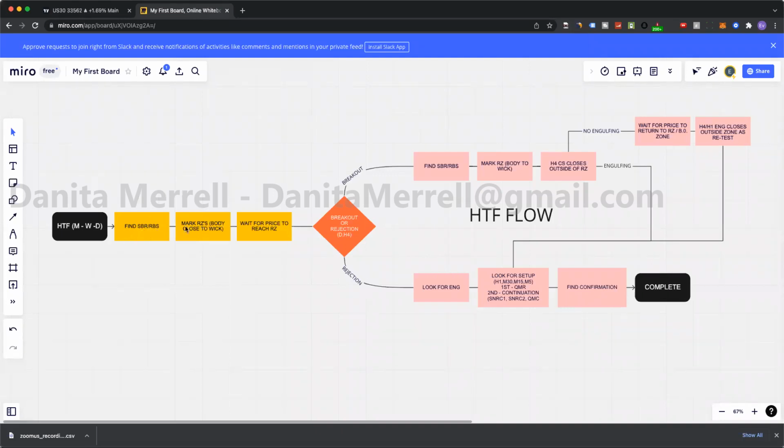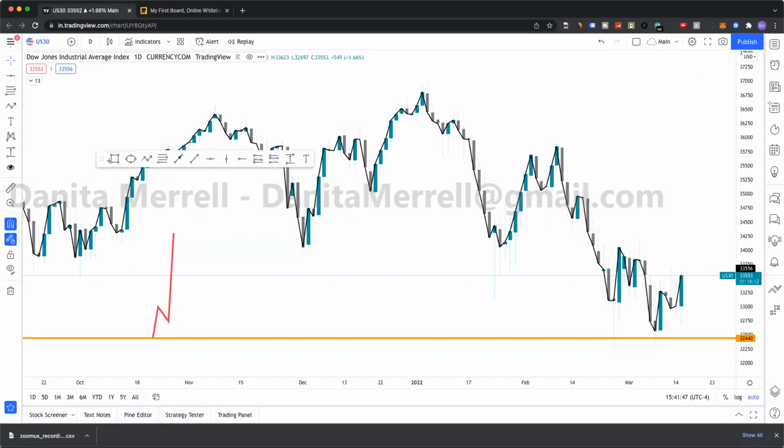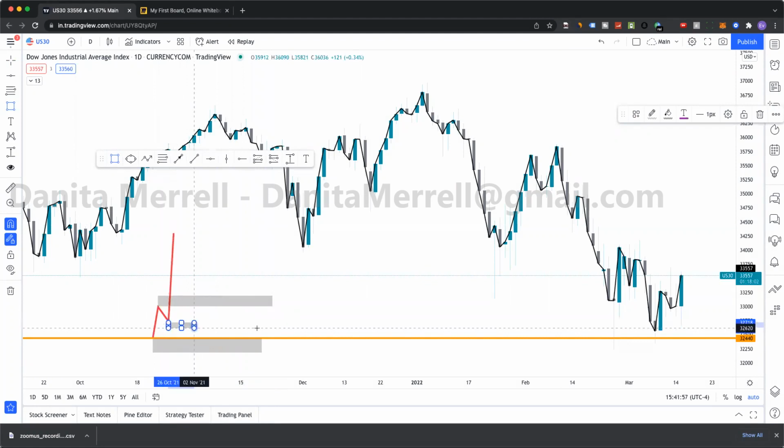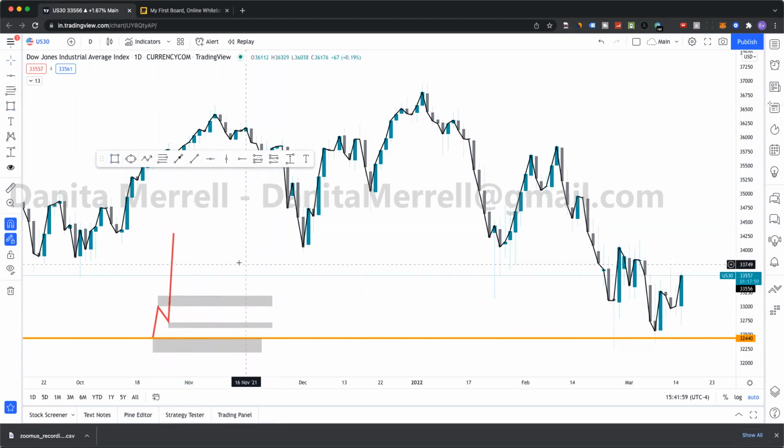After we find that, we look at the rejection zones, which is the body close to the wick. So for example, here we would have a wick below our support, and then we'd have our wick above this and our wick below this. These are the zones you're going to be highlighting. So you have a zone here, you have a zone here, and then you have a break and retest zone. So these are your rejection zones. Rejection, rejection, and then this is your support, your resistance becomes support zone.